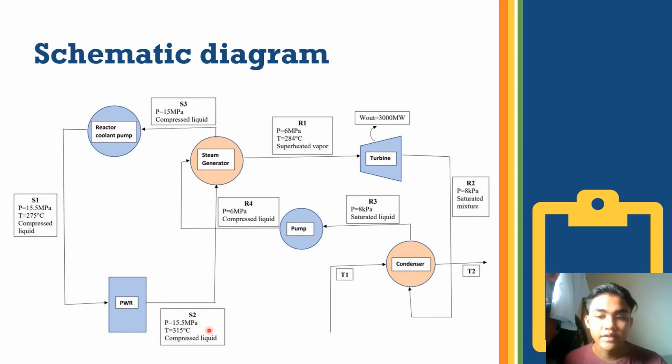and 316 degrees Celsius. And then the water will flow to the tube of the steam generator to exchange heat with the right side of the cycle and comes out as a compressed liquid at 15 megapascals. And then the liquid will flow to the reactor coolant pump through S3, where the pressure of the water is brought back to 15.5 megapascals, thus completing the left side cycle of the process.